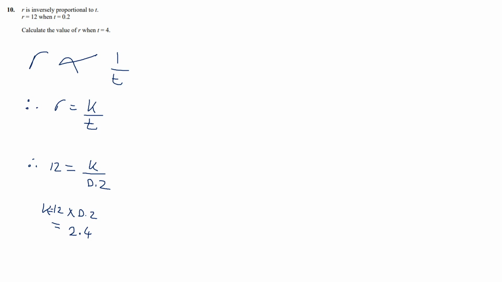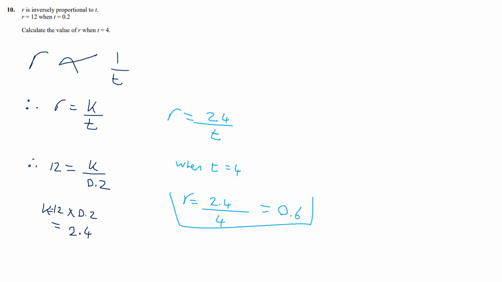So now we can say that our equation is R is equal to 2.4 over T. And so when T equals 4, R is just going to equal 2.4 divided by 4, which is equal to 0.6. And that is our final answer.